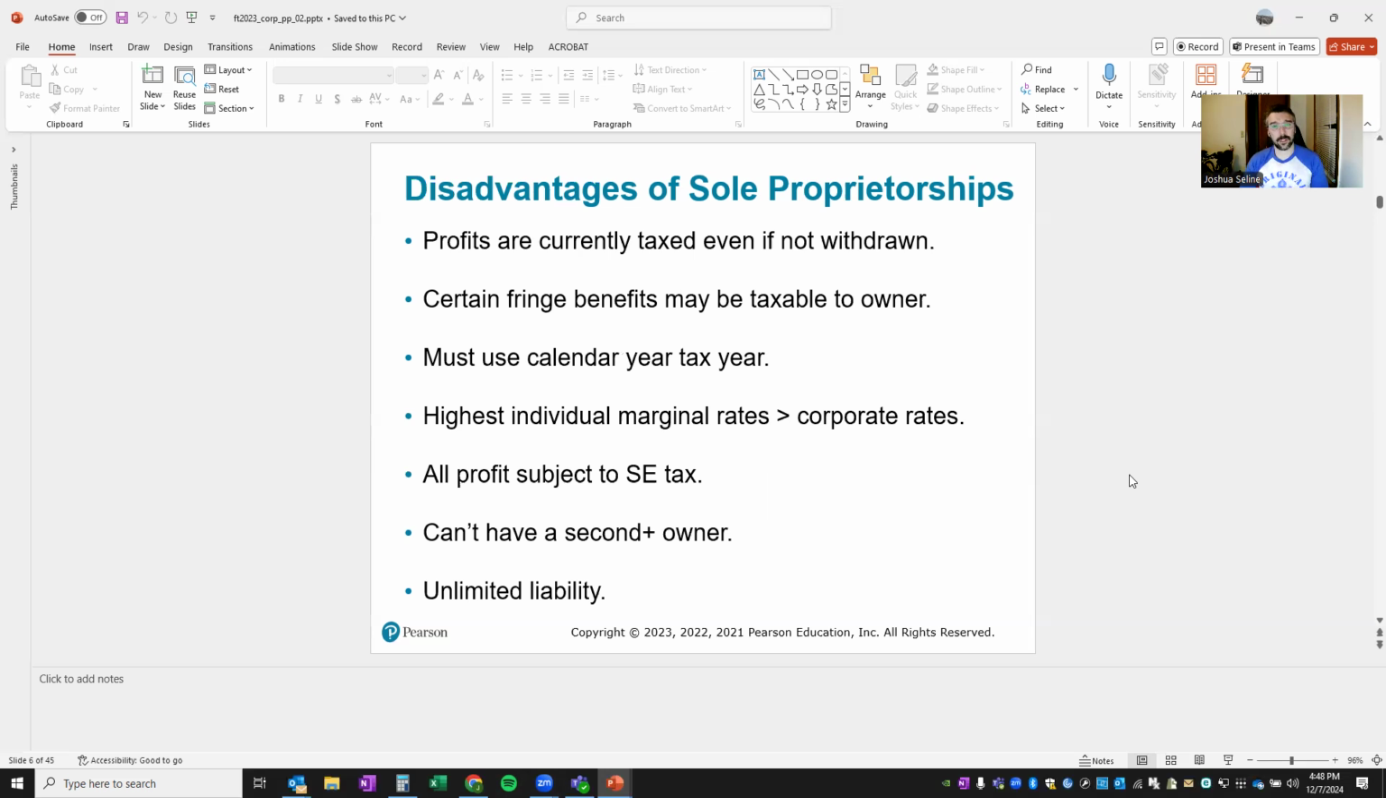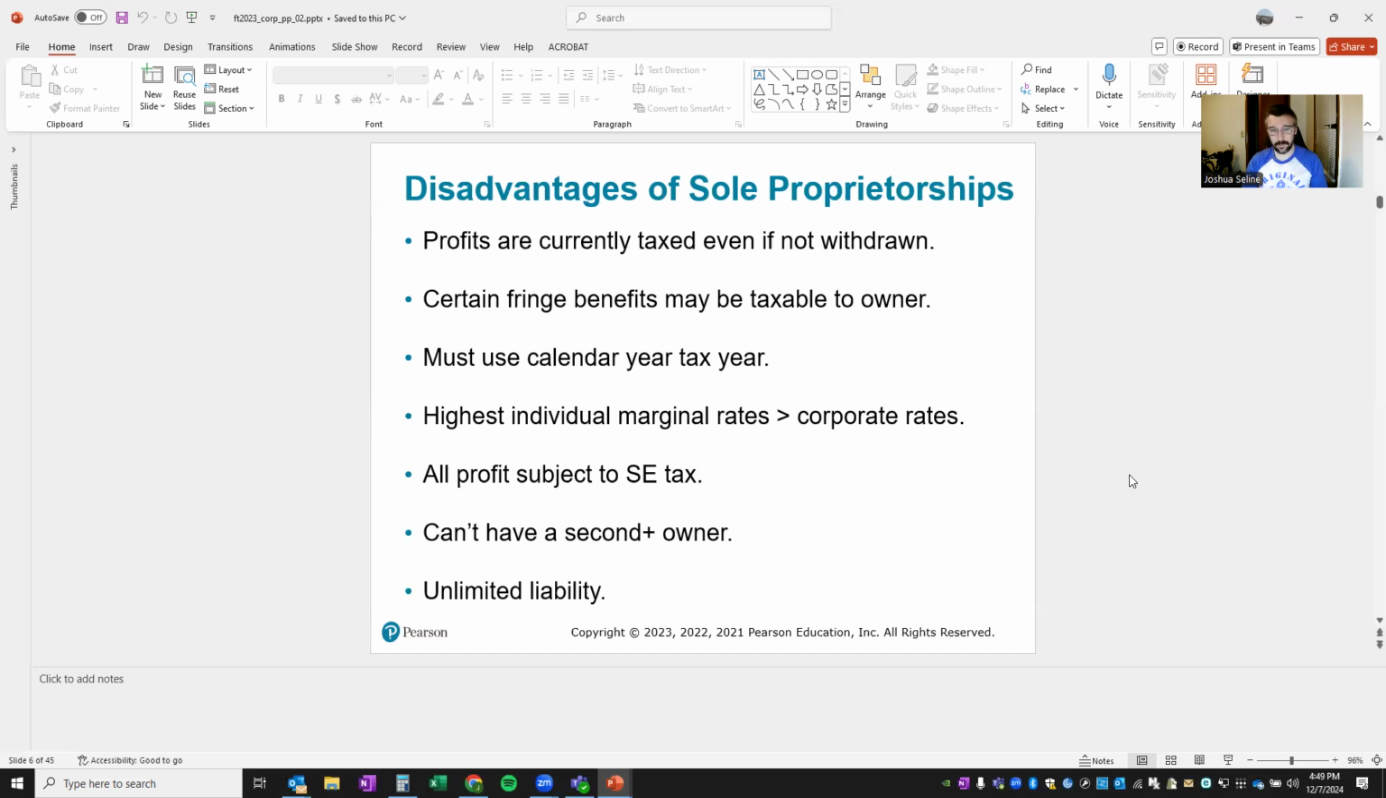Certain fringe benefits may be taxable to the owner, and you must use a calendar year tax year. Because it's a disregarded entity, meaning that it gets reported on the taxpayer's tax return. They would have the same year as the taxpayer, and taxpayers use calendar year end 12/31. So would disregarded. Highest individual marginal rates are greater than the corporate rates. So the highest marginal rate is 37%. That's greater than the 21% corporate rates, possibly being reduced to 15%. All profits subject to self-employment tax.